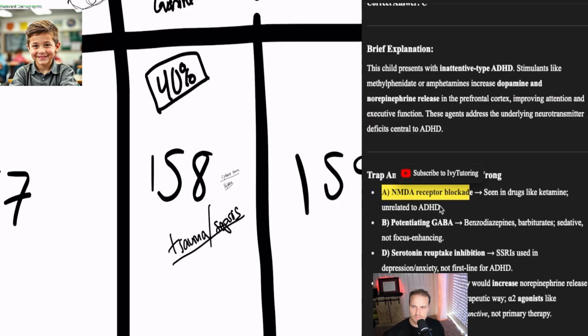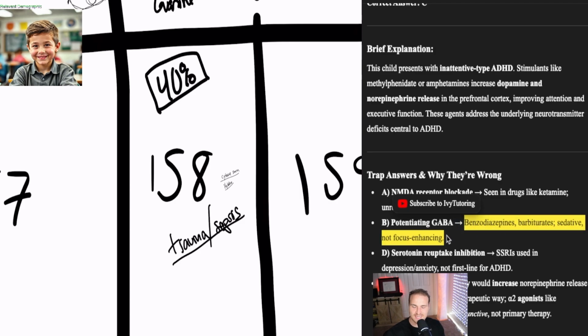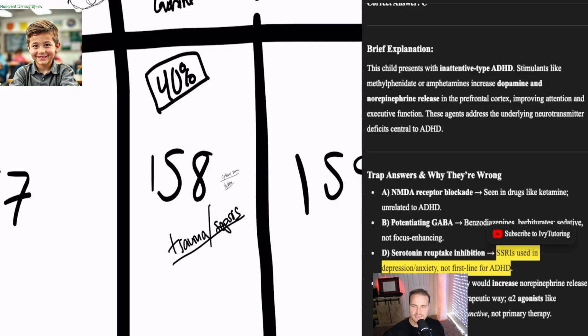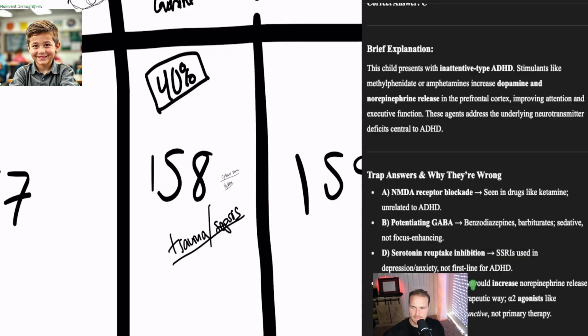NMDA receptor blockade would be ketamine, unrelated to ADHD. Potentiating GABA would be benzos and barbiturates, and that would be sedative. Serotonin reuptake inhibition is used in depression and anxiety, and alpha-2 antagonists would increase norepinephrine, but not in a controlled way. They're adjunctive, not primary therapy. So you can give them as part of something, but it's not the primary therapy.